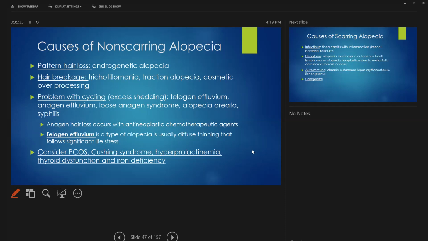Anagen hair loss occurs with anti-neoplastic chemotherapy agents. So when people lose their hair when they're going through chemotherapy, it's because the anagen phase of the hair is being interrupted. Telogen effluvium is a type of alopecia that usually causes diffuse thinning that follows a significant life stress. So sometimes I've actually seen it in clinic where people will come in after having a very stressful event in their life and they'll complain about losing their hair.